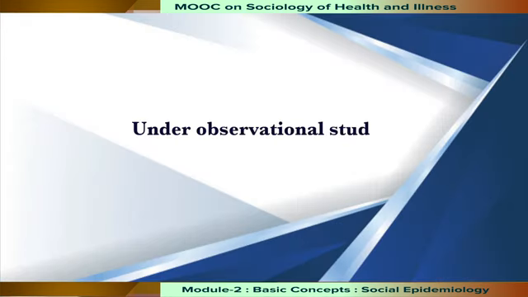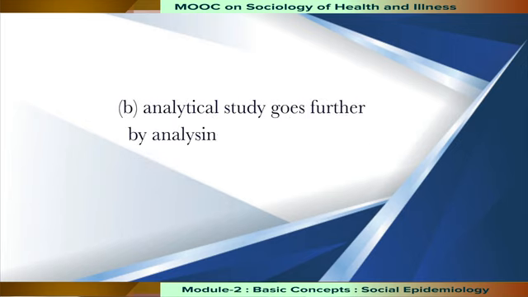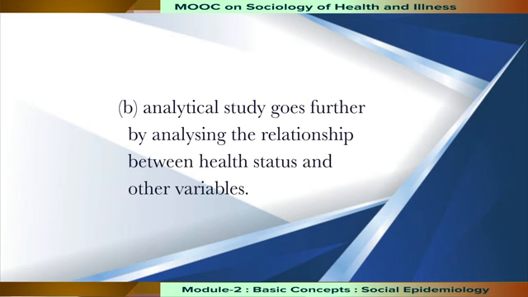Under observational studies, there are two subgroups. The first is the descriptive study. It is limited to a description of the occurrence of a disease in a population. And the second is the analytical study. It goes further by analyzing the relationship between health status and other variables.